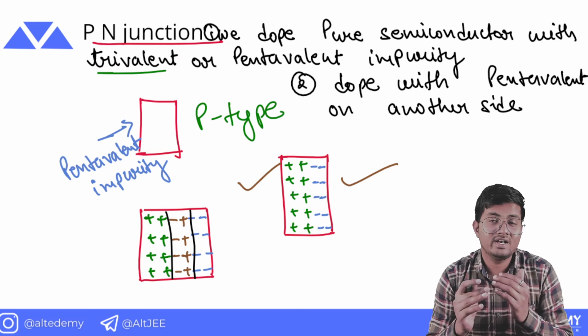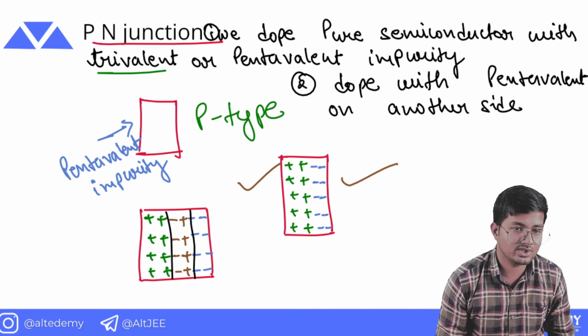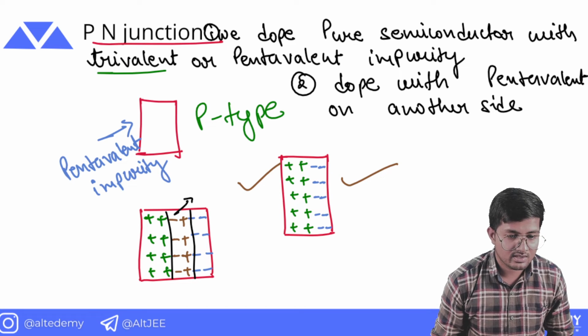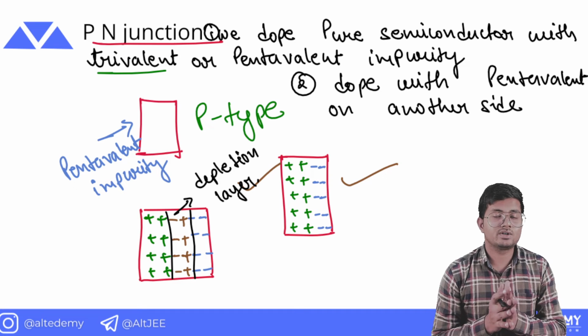This particular region, where the diffusion has taken place, is known as the depletion layer. This is your depletion layer, right? This was the introduction of PN junction, right?